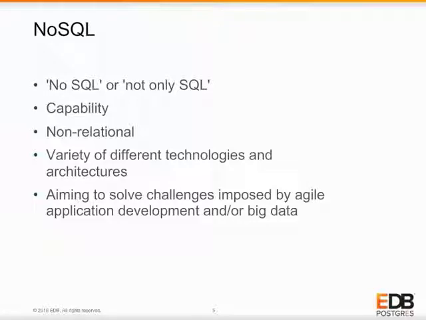Let's now look into NoSQL itself. NoSQL either reads as "no SQL" or reads as "not only SQL". And the reason for that is, yes, NoSQL is non-relational. While relational database management systems are based on tables, rows, and columns, NoSQL is not. So it's a non-relational database or data type.